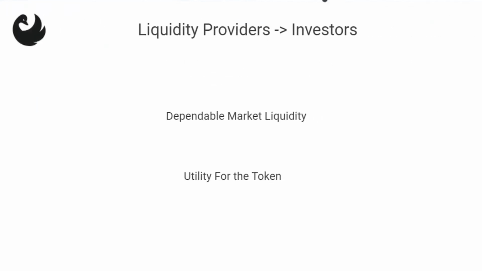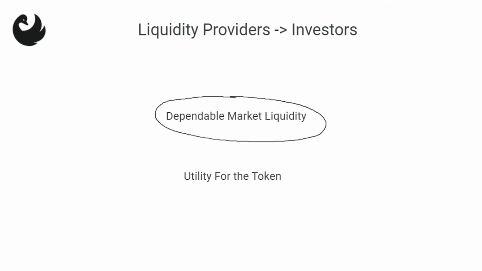Liquidity providers benefit the investors because there is dependable market liquidity and there is utility for the token. The liquidity providers are what is providing utility, as they are the ones who are going to be increasing the demand for the token whenever you're getting those extreme rewards. And of course, they're also providing that dependable liquidity that is the whole basis upon which Blackswan is built on. You can trade it as much as you like during periods of uncertainty, during periods of stability, etc. There will always be a high percentage of the supply being provided as liquidity, or at least that is the goal of the token.